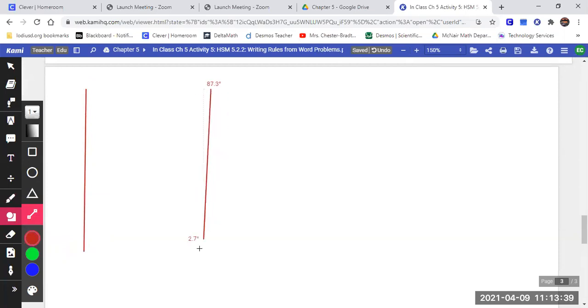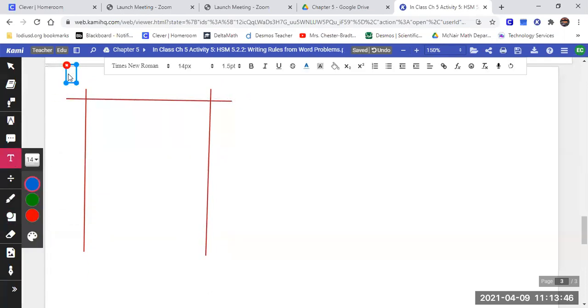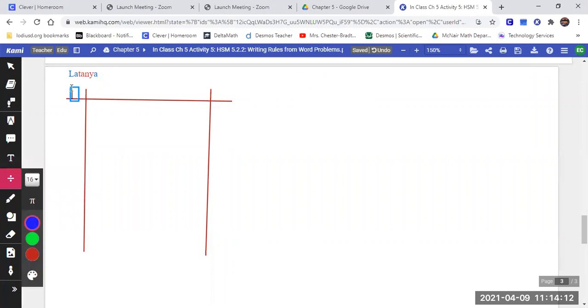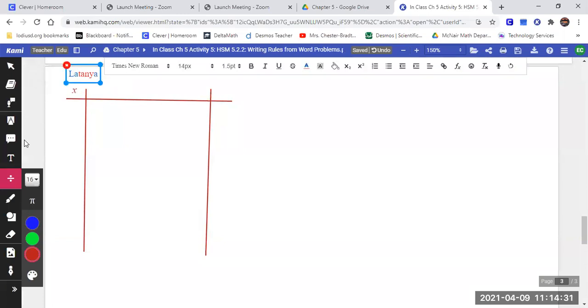Okay, so this is my table for Latanya, except that should be red letters. Red letters, maybe. And then we have our X. Yes, I am making it a different color. This should be a red one. Remember, all I have to do is click on it to change it.